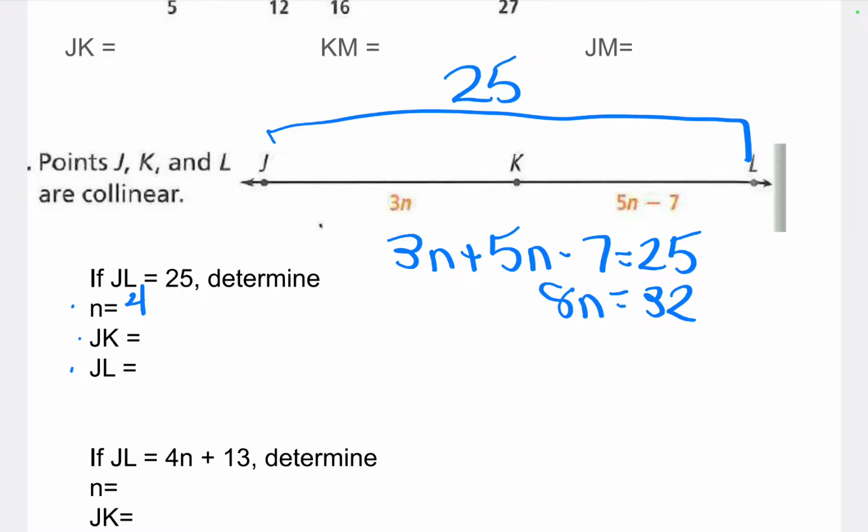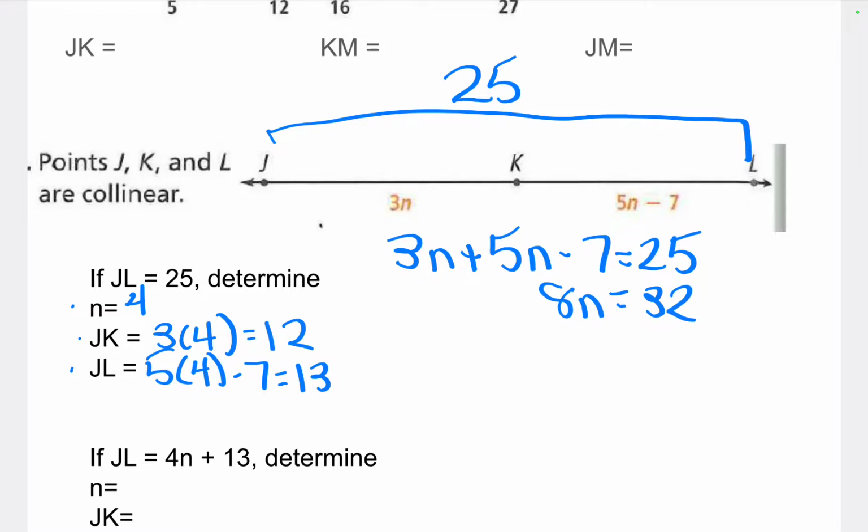We can then use this value of N to determine the length of JK. JK would be 3 times 4, or 12. We also can determine the length of JL. That would be 5 times 4 minus 7, or 13. Obviously, adding 12 plus 13 together gives us the full segment length, JL, of 25.